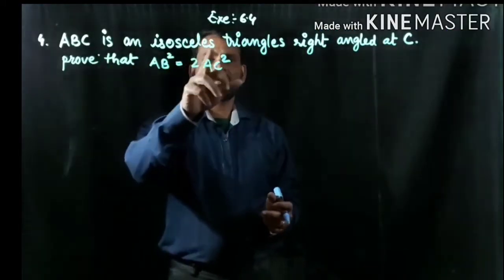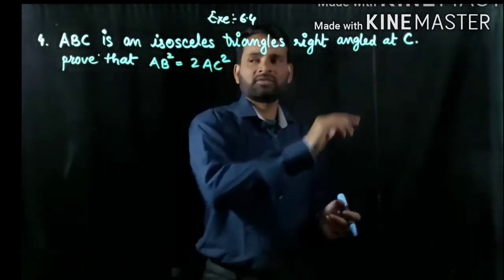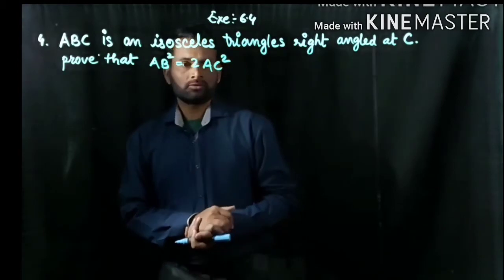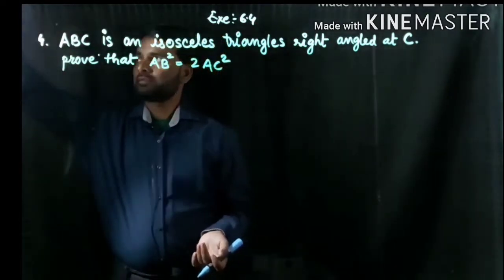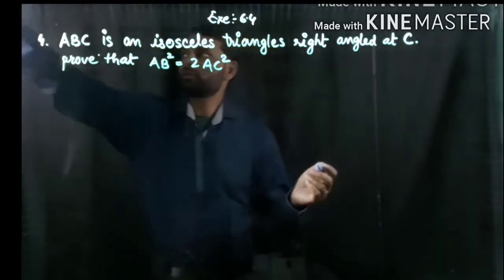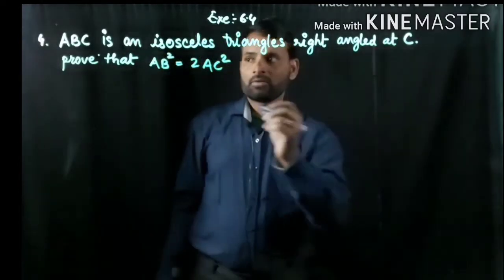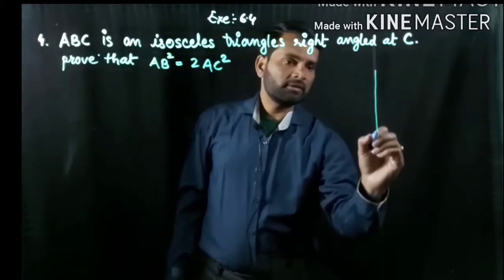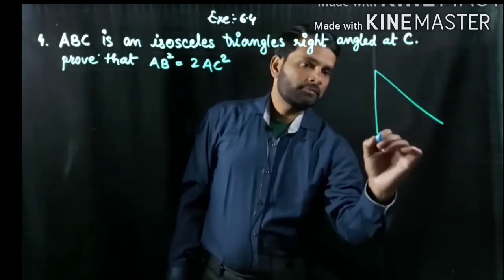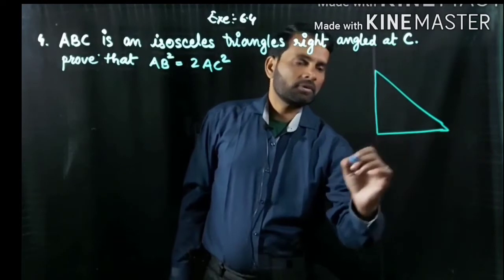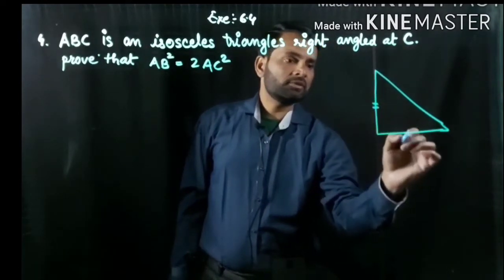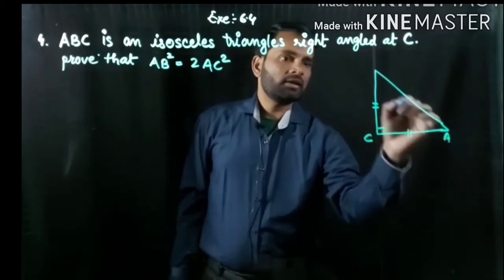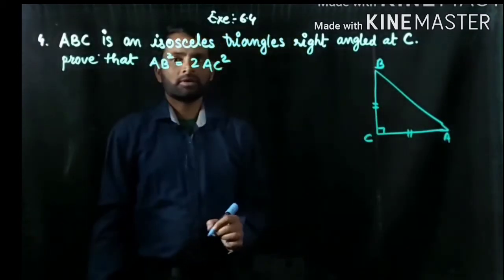ABC is an isosceles triangle and right angled at C. Prove AB square is equal to 2 AC square. Okay, so let us solve it. First we draw an isosceles triangle, a right angle triangle. Isosceles triangle means this side is equal to this side, and angle C is 90. You write A and B.